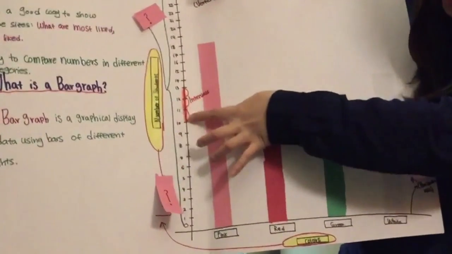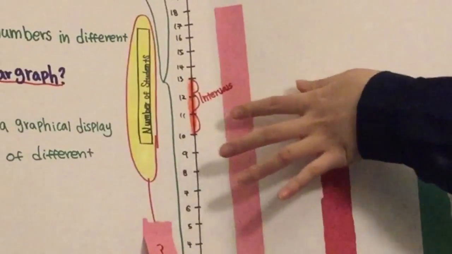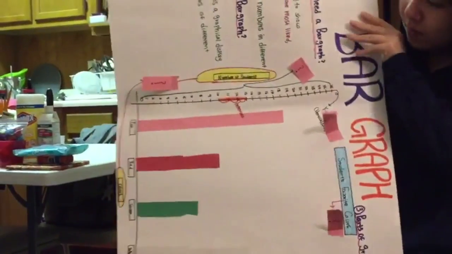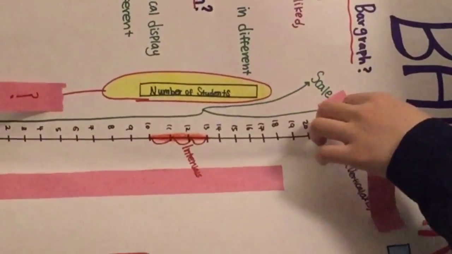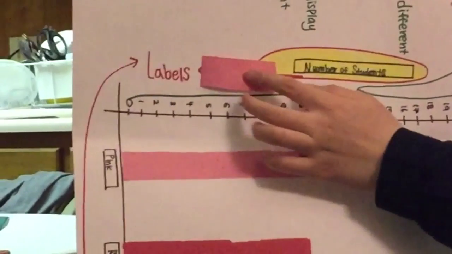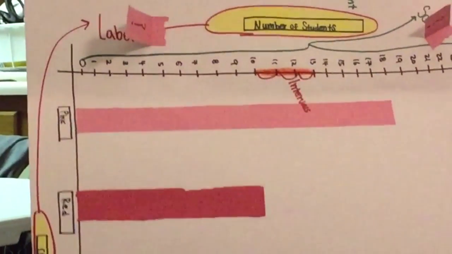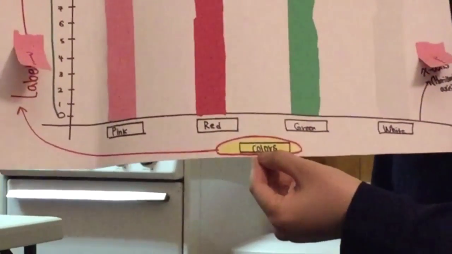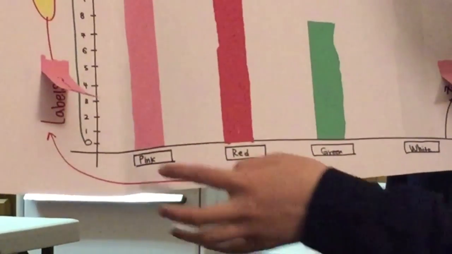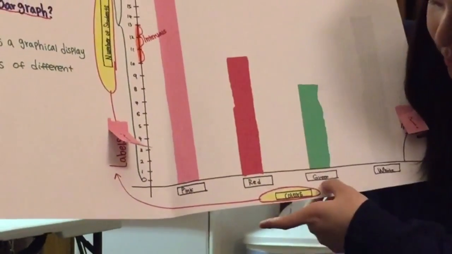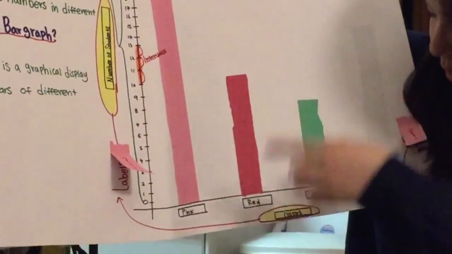between numbers 10 to 11, 11 to 12, 12 to 13, we call these intervals. And this is labels. So I labeled the number of students here, and then down here, I labeled colors. So as you can see, 18 students liked pink, 10 students liked red, 7 students liked green, and 12 students liked white.